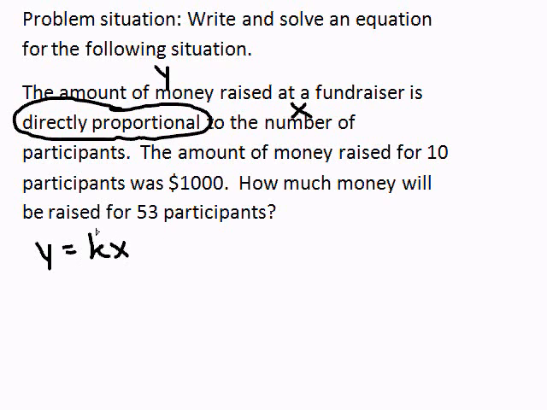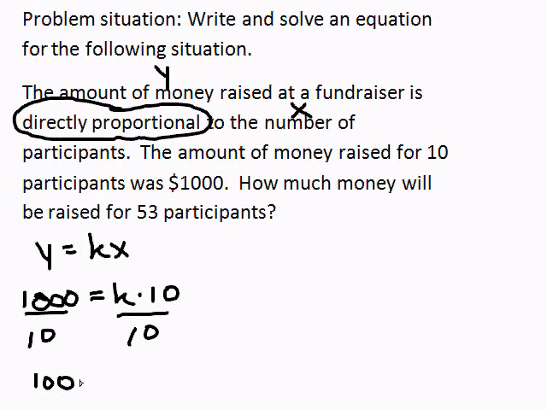We could have almost an equation completely set up with the exception of one thing. We do not have our value of k. So what we need to do is read further to see if we can substitute values in for x and y in order to solve for k. Let me show you. The amount of money raised for 10 participants was $1,000. So the amount of money raised, being $1,000, goes in for y. Equals k we do not know, but x we can find because x is 10 participants, times 10. We can then solve for k by dividing both sides by 10, and we get 100 is equal to k.